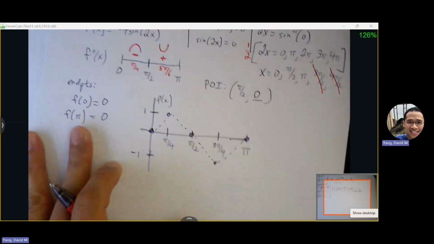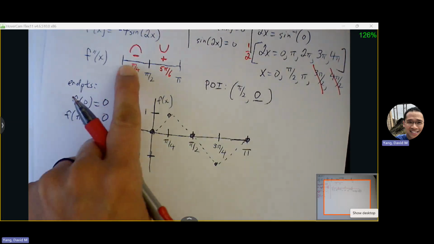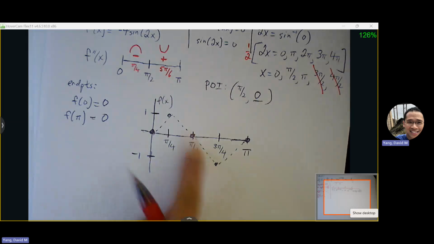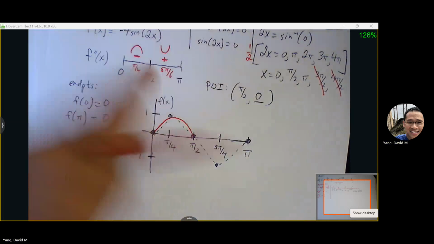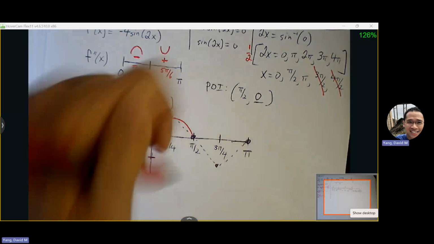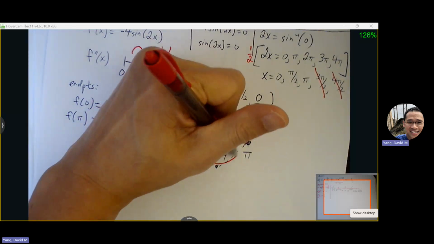Now that we have the path of our graph, we can give it the curvature that it needs. So between 0 and pi over 2, our graph is going to have a concave down shape and then shifts back to concave up the rest of the way.